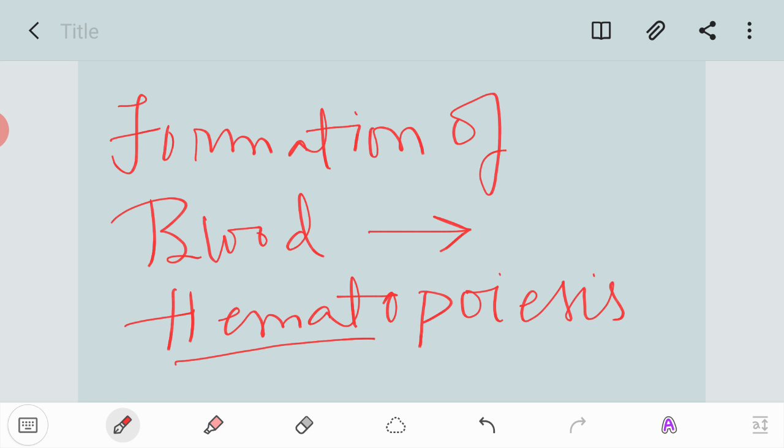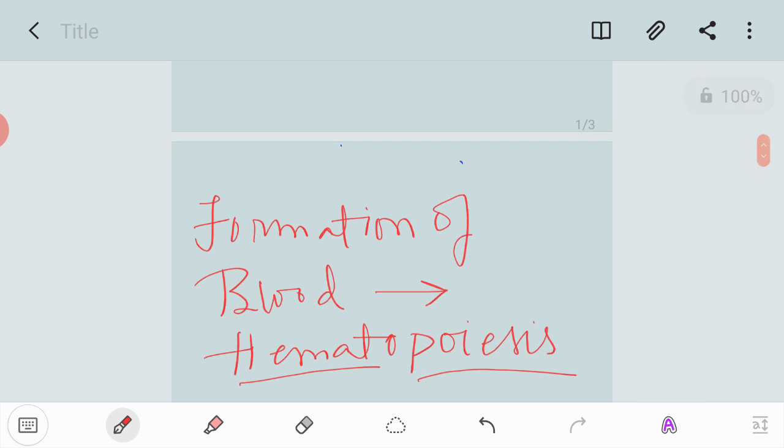Hemato is something to do with hemoglobin. Poiesis is nothing but synthesis. So hematopoiesis. When RBCs are getting formed, it is known as erythropoiesis. Formation of blood is known as hematopoiesis. In my coming video I will tell you what plasma is and what it contains, and how platelets help, what the clotting factors are, etc.